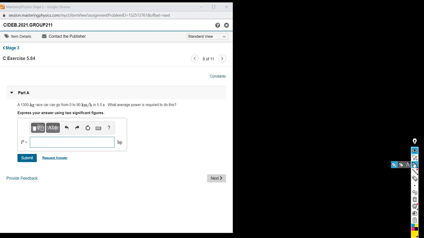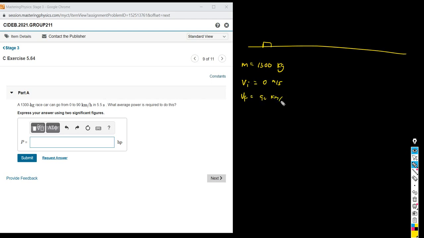We have a race car of this much mass. So let's put the highway, let's put the car. We know the mass of the car, which is 1300 kilograms. And this car can go from 0 to 90 kilometers per hour in 5.5 seconds. So we know the initial velocity, which is 0 meters per second, and the final velocity is 90 kilometers per hour. And let's convert that to meters per second very quickly.